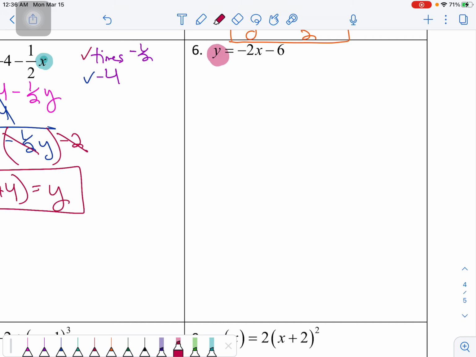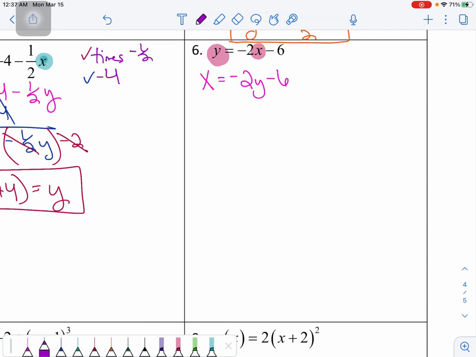All right, number 6. We've got y, we've got x. We're going to flip them. x is equal to -2y minus 6. Now this one I'm going to do without listing it, without doing the list. If you want to write the list off to the side, that's a good thing. You don't have to though, so I'm going to show you that you don't have to do it here.